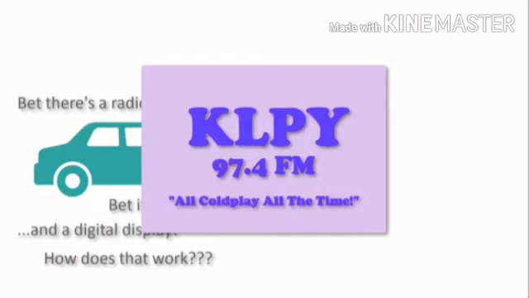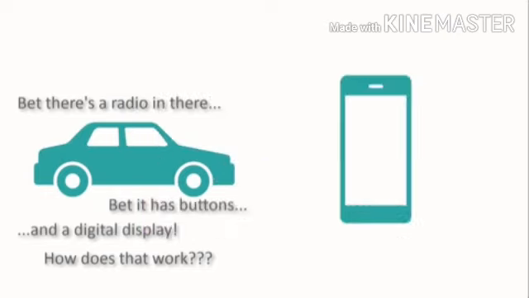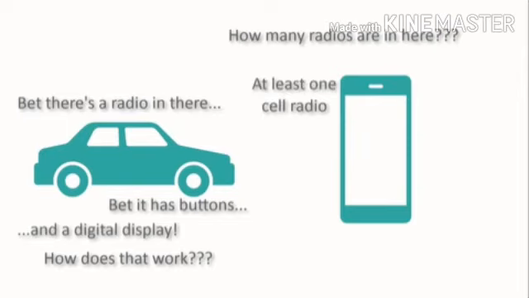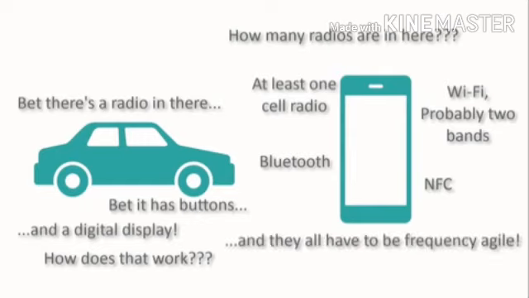Boring! The other application is probably right in your pocket, your mobile phone. Hey, have you ever stopped to consider just how many radios are in a common cell phone? There's at least one for the cellular function, another one for Wi-Fi, and yet another one for Bluetooth, and still another one for near-field communication. Hey, that's a lot of radio transceivers in there, and every one of those transceivers has to be frequency agile.